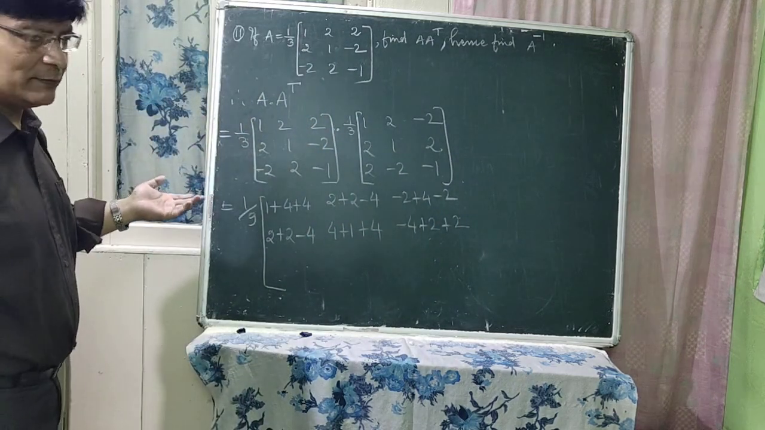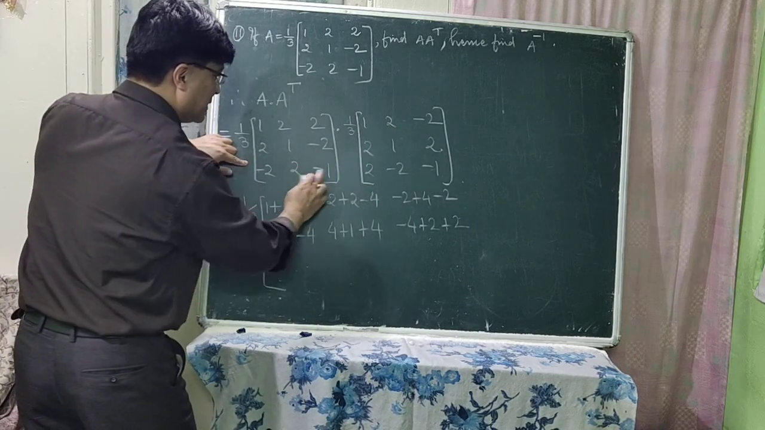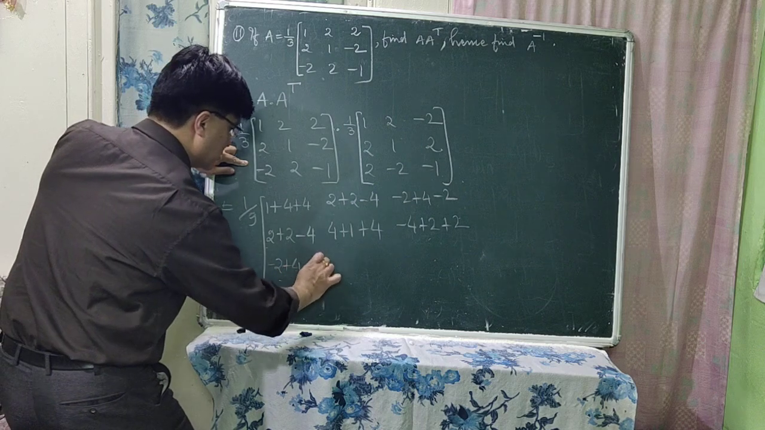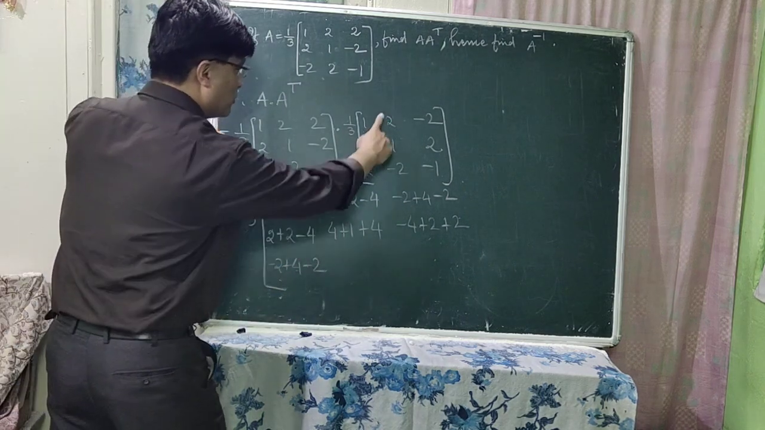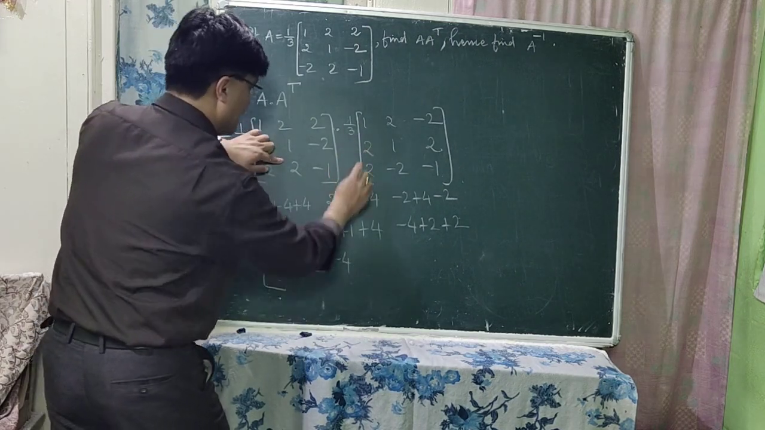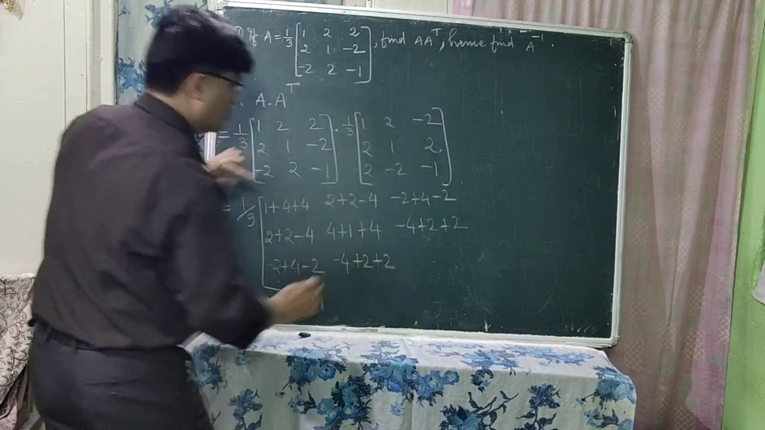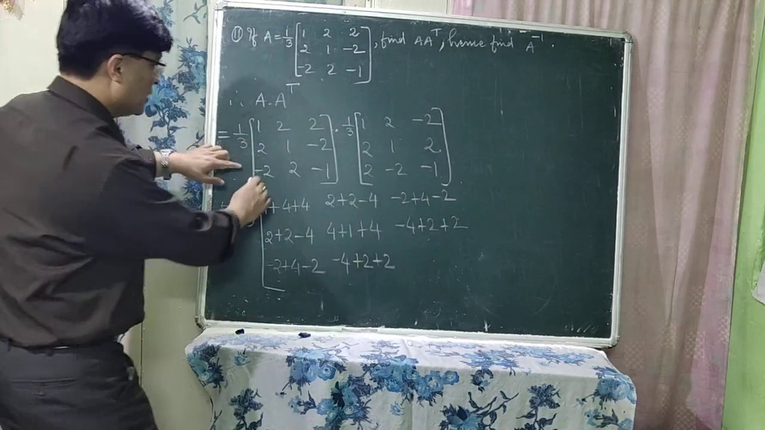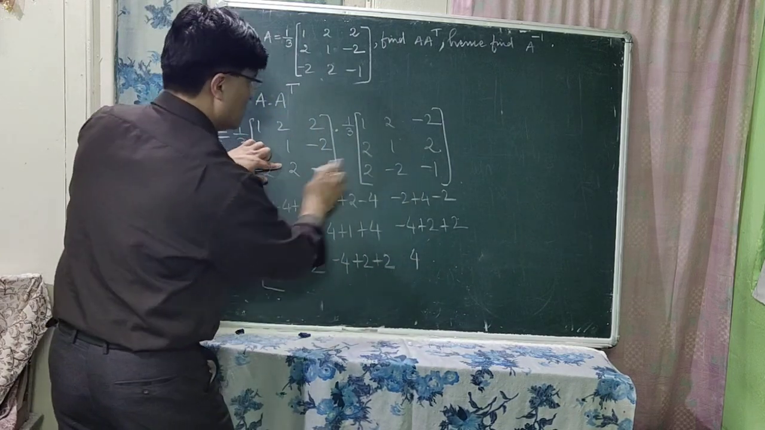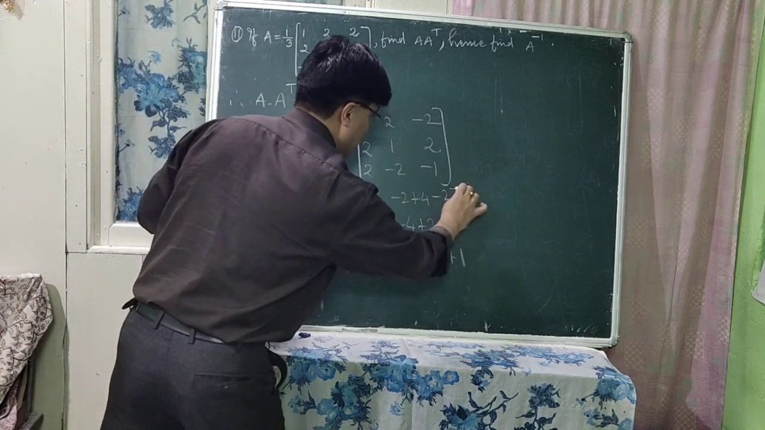You know how to multiply them, right? Now, third row by first column, corresponding elements should be multiplied. Minus 2 into 2, minus 2, plus 4, minus 2. Next, third row by second column, minus 2 into 2, minus 4, plus 2, minus into minus, plus 2, right? Next one is third row by third column, minus 2 into minus 2, plus 4, plus 2 2s are 4, minus into minus, plus 1.